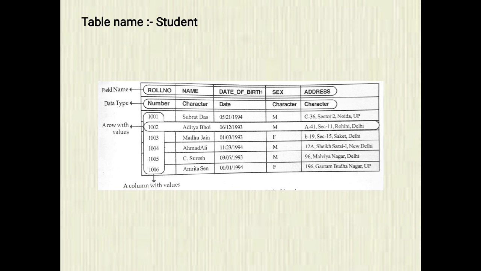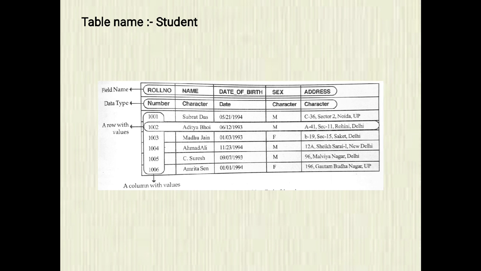Next you have the row. One row of data contains one student's information, so a row is called a record. Here you have 6 rows, which means you have 6 records. I hope that by this particular table you have understood the different keywords that are associated with the database.